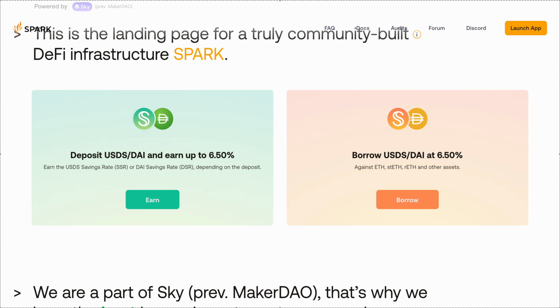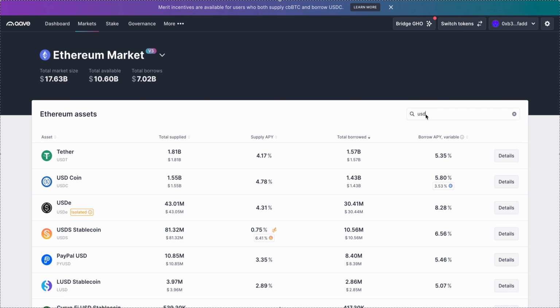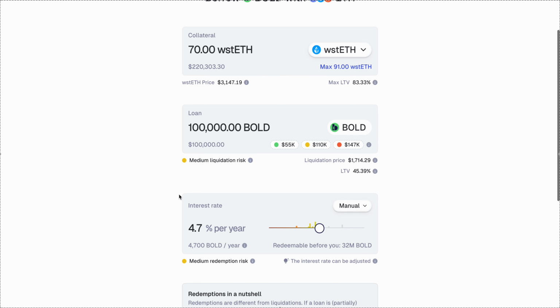You can go just to Spark and see that you can borrow currently USDS at 6.5%, so a rather high rate. Or on Aave, Ethereum market, you just type in USD and you will see USDT and USDC are somewhat above 5% as well. So armed with that information, you might determine that 5% should be very safe for you. You want to play it safe, especially since there are also 35 million of BOLD redeemable before you. So quite a good chunk.